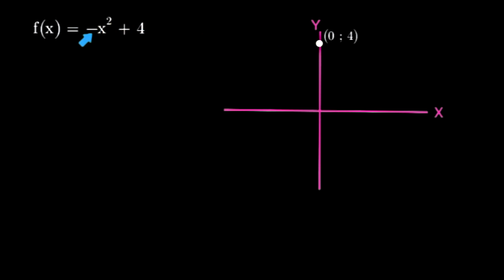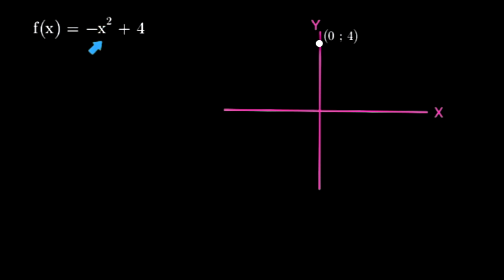Now because this a value is negative, we also know that the legs will be pointing down, and it will cross our x-axis at 2 points, which is called our x-intercepts. Now, how do we calculate the x-intercepts for a quadratic function? Well, we want to calculate the values of x. And to do that for a quadratic function, we are going to have to factorize.